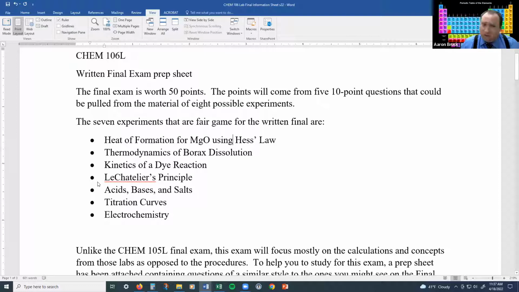You've got an equilibrium one here with Le Chatelier. You've got an acid-base one here with the Ka, Kb, and hydrolysis lab. You've got the titration curves from the advanced aqueous equilibria, and you've got electrochemistry here, the last unit. So you've got all of the pieces and parts there. This is a good general representation.